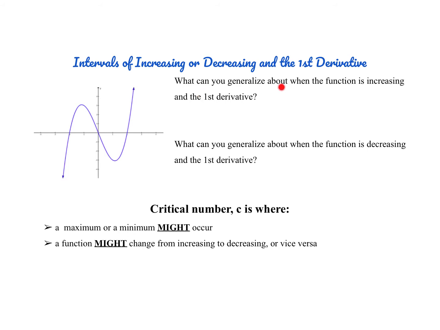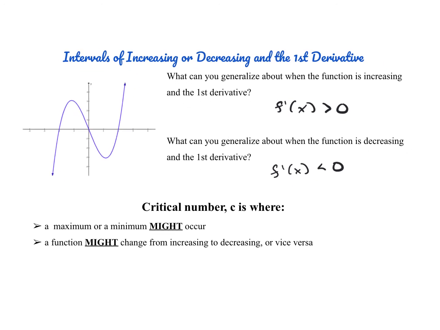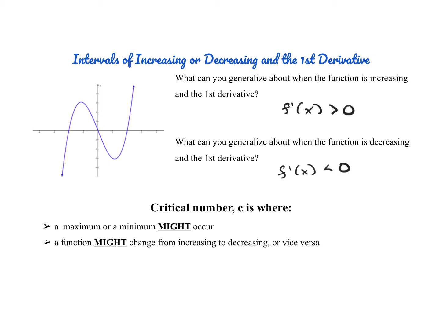So what can we generalize about when the function is increasing and the first derivative? We know that our function is increasing when the first derivative is greater than 0 or positive, and when our graph is decreasing, that means our first derivative is negative or less than 0. So you can see from the previous slide that where our first derivative changes sign, it can give us an idea of where a maximum or minimum might occur.